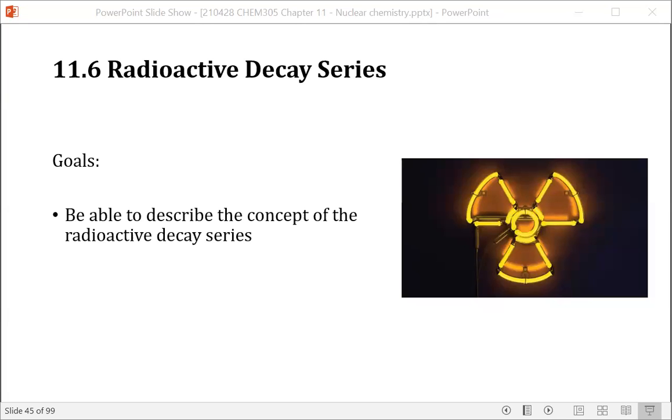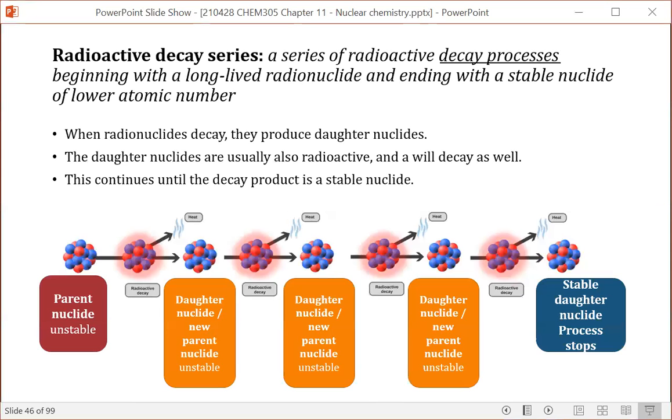Hey, welcome back. This is section 11.6 on the radioactive decay series. So our goals in this section are to be able to describe the concept of a radioactive decay series. So a radioactive decay series is a series of radioactive decay processes or steps, beginning with a long-lived radionuclide and eventually ending with a stable nuclide of a lower atomic number.